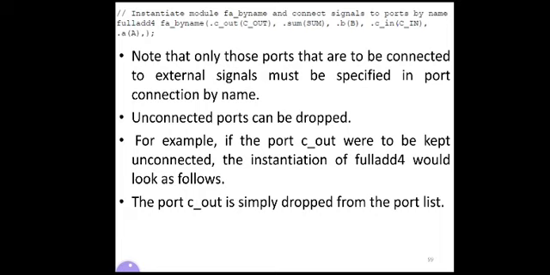Small c underscore out is from the module definition, that is from the full adder. This is the instantiation part, only the instantiation part is taken here, whereas capital C underscore out is from the module top. So to instantiate them, just write dot, then first the name in the module definition, then in brackets the same name in the module top. So this is how the connection by port name works.